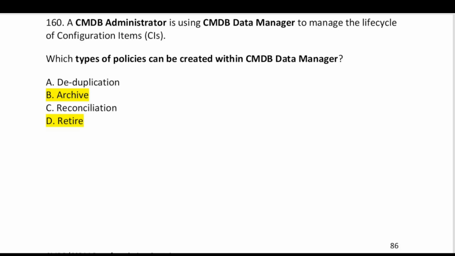Question is, a CMDB administrator is using CMDB Data Manager to manage the life cycle of configuration items (CIs). Which types of policies can be created within CMDB Data Manager? Option A, deduplication. Option B, archive. Option C, reconciliation. Option D, retire. Correct answer is option B and option D.